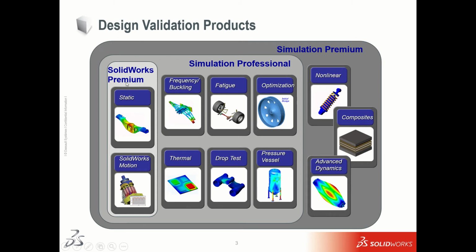First, SolidWorks Simulation comes with different packages. In SolidWorks CAD Premium, you will get the static analysis part as well as SolidWorks Motion, that is motion analysis. Then in Simulation Professional, you will get six types of simulation: frequency analysis, fatigue analysis, optimization, which is basically a design study, then thermal analysis, drop test, and pressure vessel. Plus static analysis and SolidWorks Motion are also included in this package.